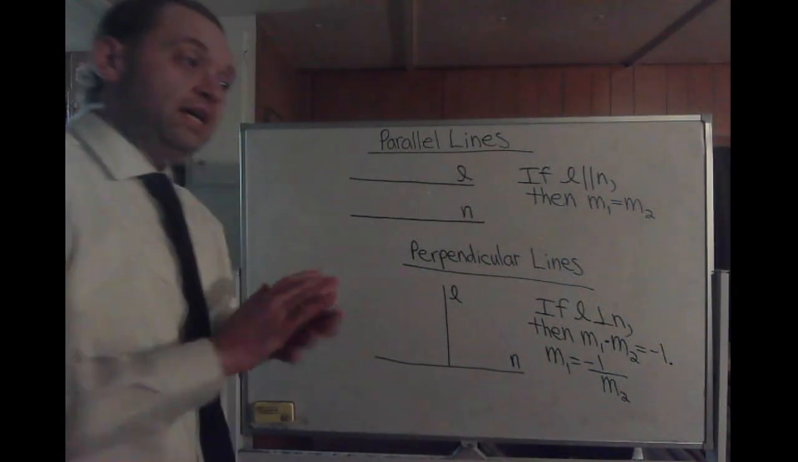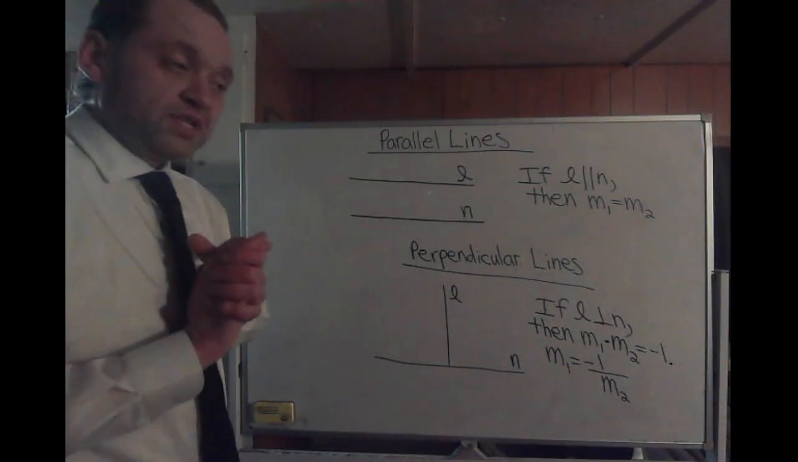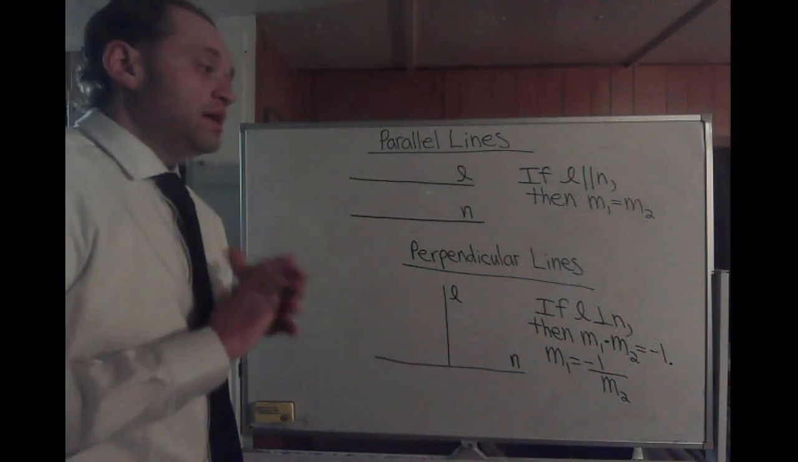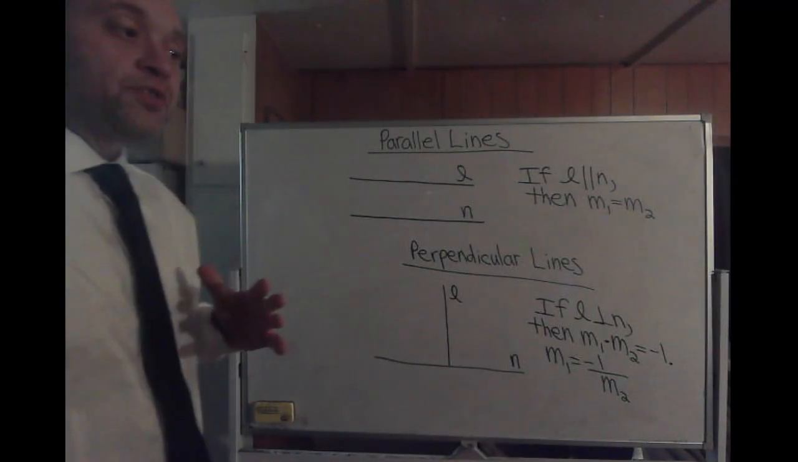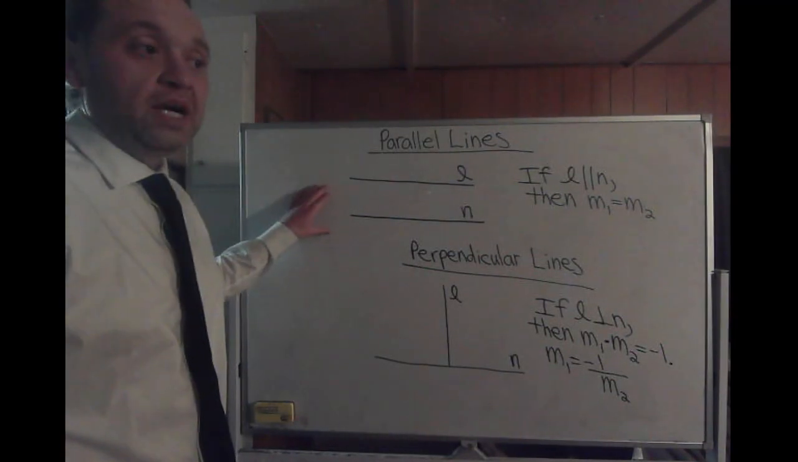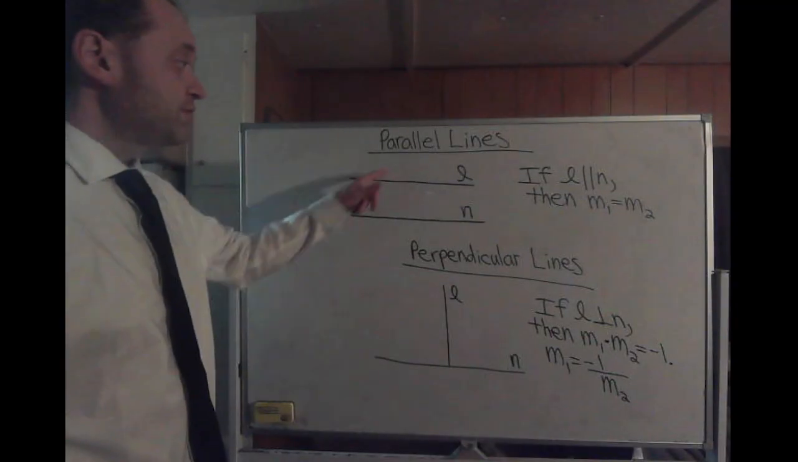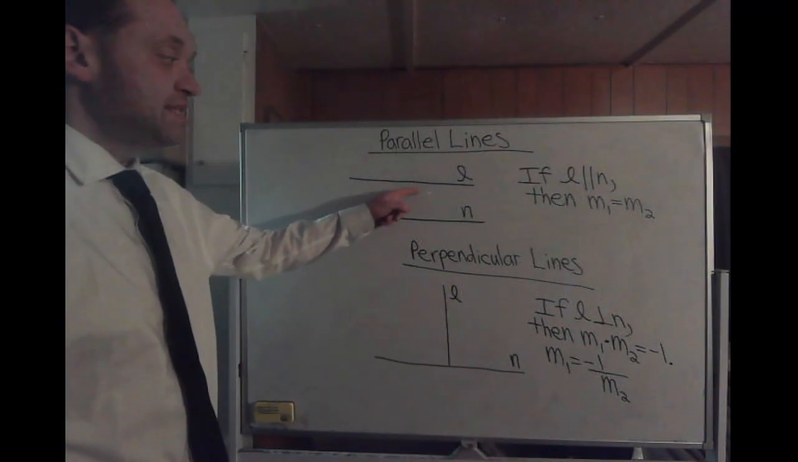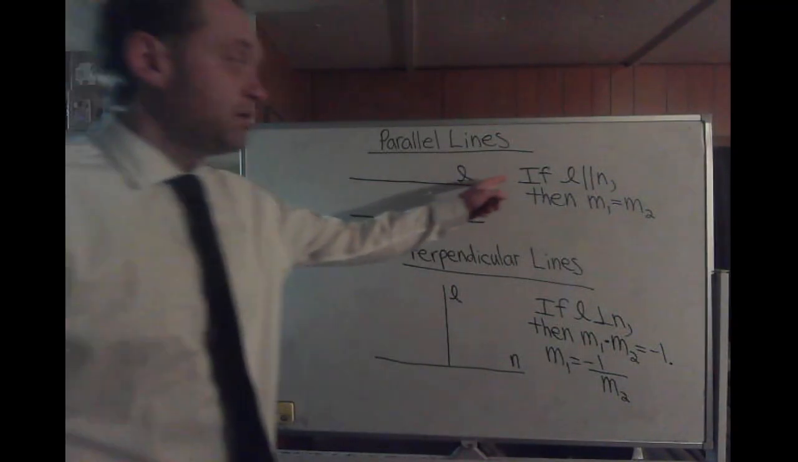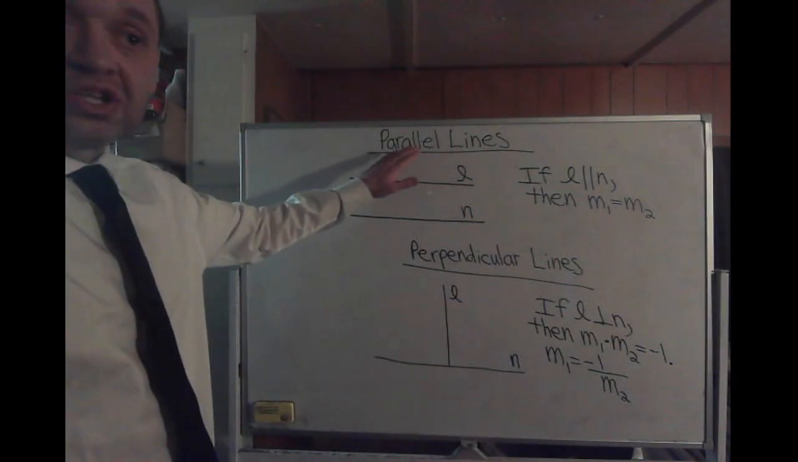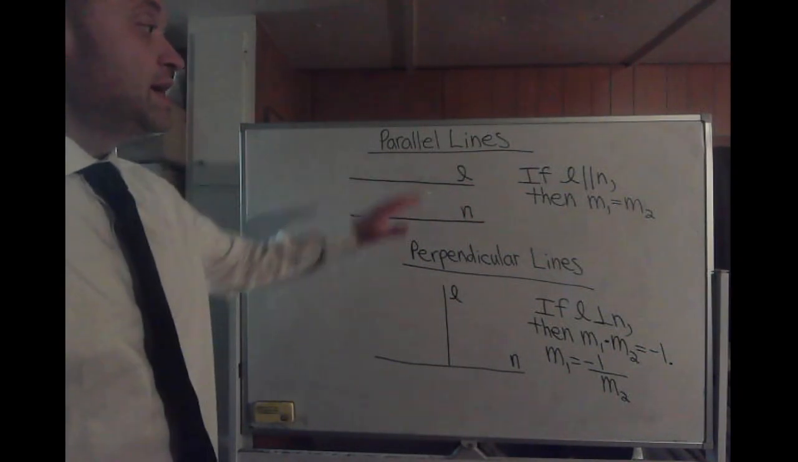So today we are going to continue our discussion on slopes a little bit more. Now today we're going to talk about the relationship between two lines and their slopes. So here for the first example you have lines L and N. They are parallel to each other. So we're going to talk first about the slope and parallel lines.